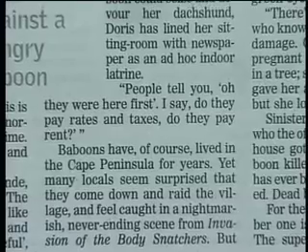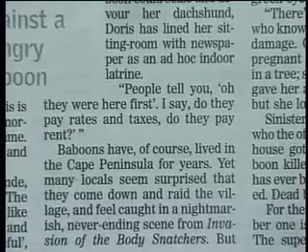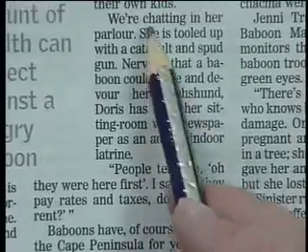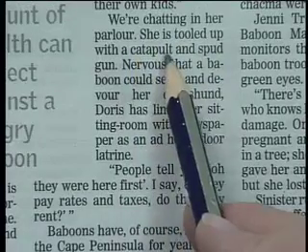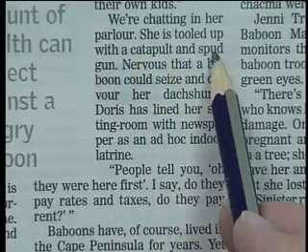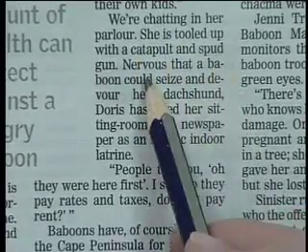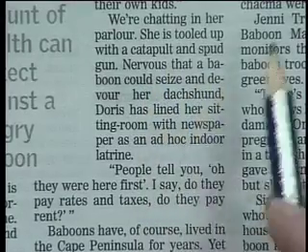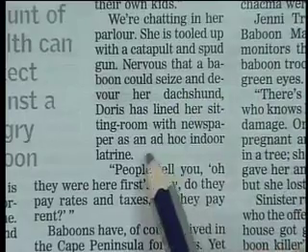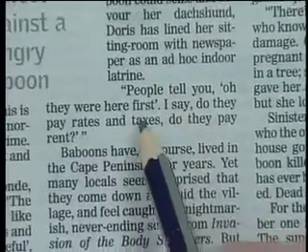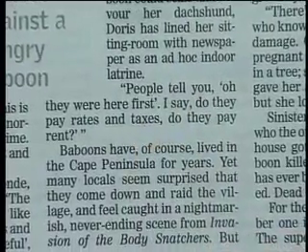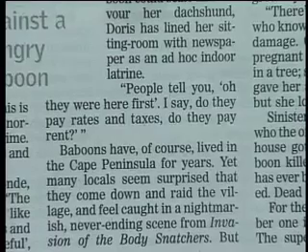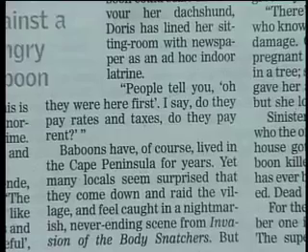Let's look at another example. What we're doing here is we're talking about a very annoyed resident. And it says here that we are chatting in her parlor, and she has a catapult and she has a spud gun, and she's nervous about the baboons. They could grab her dog, and we're told that she's talking now. And here is what she says. People tell you, oh, they were here first. I say, do they pay rates and taxes? Do they pay rent? Right.